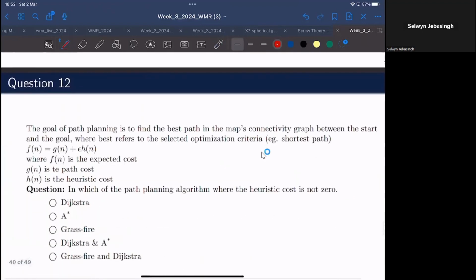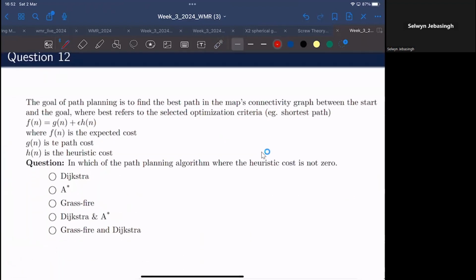Moving on to question 12. It has given a statement and the question is followed by the statement. Well, we'll see what the statement is first. The goal of path planning is to find the best path in the map's connectivity graph between the start and goal, where the best refers to the selected optimization criteria, for example, shortest path. And the expected cost is given as f of n equals g of n plus epsilon times h of n. F of n is expected cost, g of n is path cost, and h of n is heuristic cost.